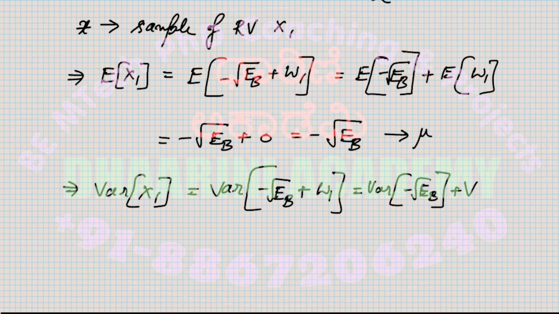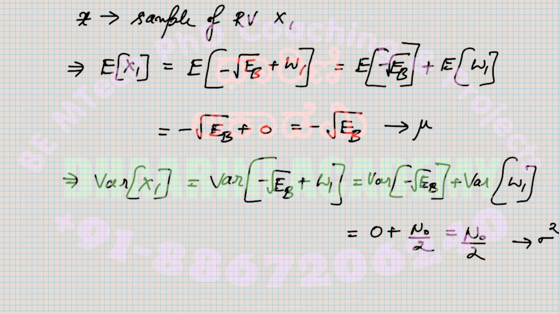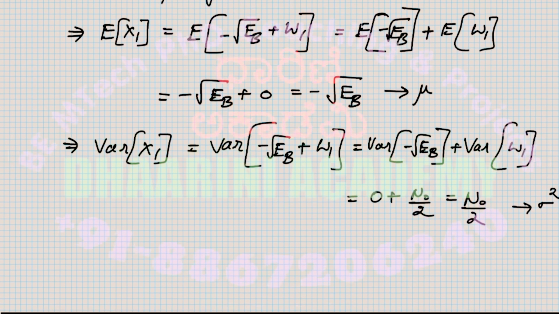It's a 0 because it's a constant, it's not going to vary. So if it is a constant, it's not going to vary, right? So the variance of that constant becomes equal to 0. So this is the variance of W1, that is equal to the first part. I can write this as 0 plus n naught by 2, isn't it? So the total answer becomes n naught by 2. So you denote this as sigma square. That's the standard notation for variance.